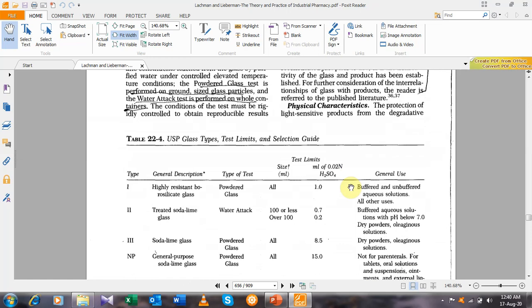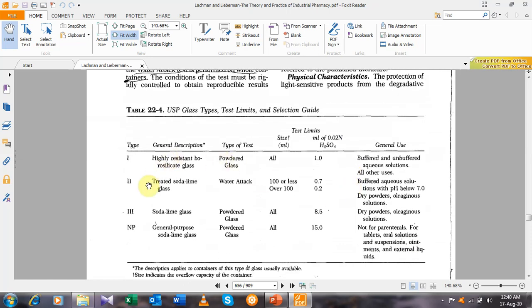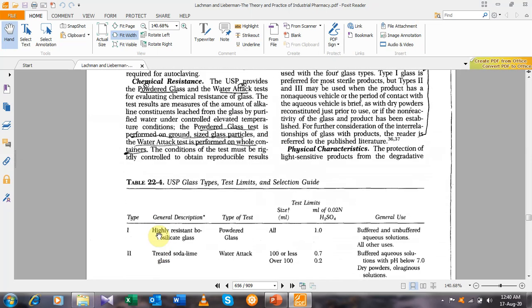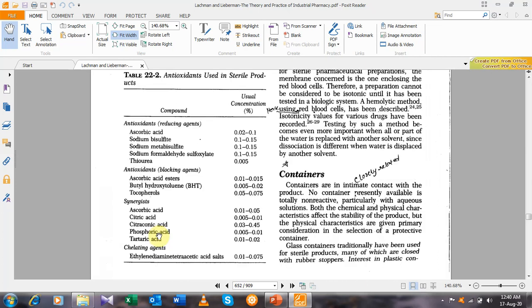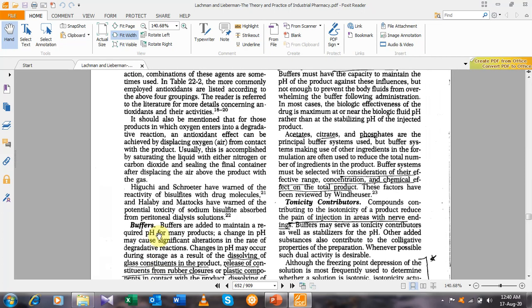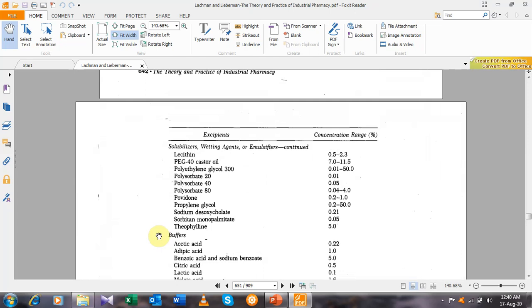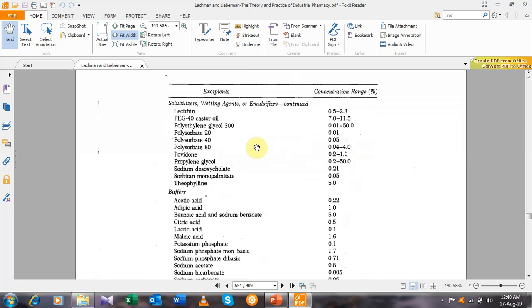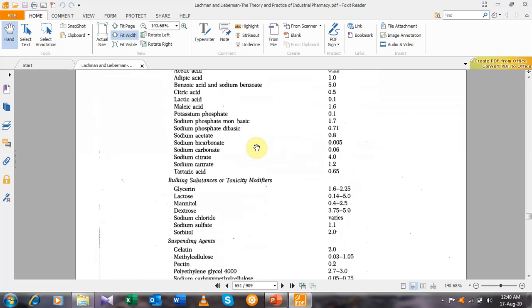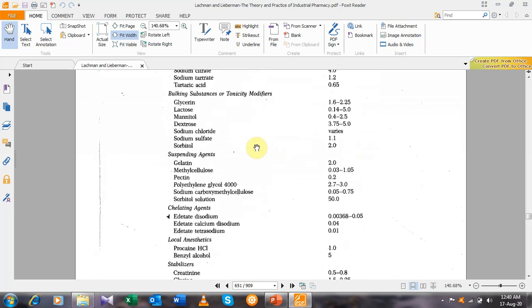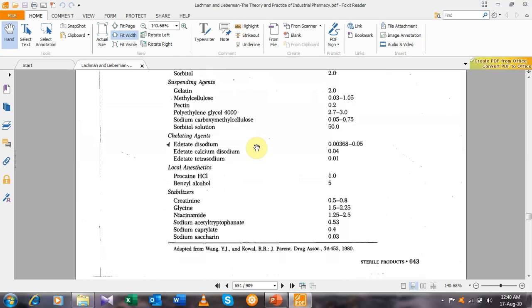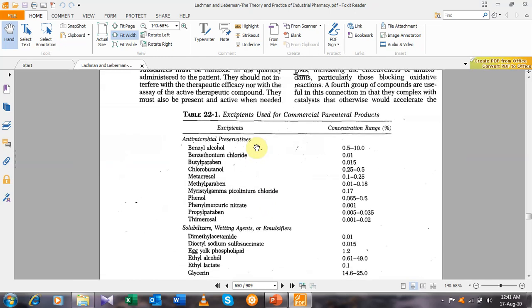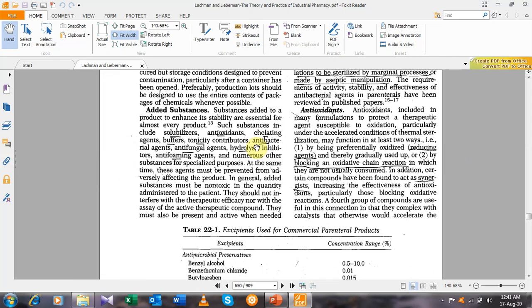Different compositions of the vials: types 1, 2, 3, and the third is over there, glass container, the plastic container, and tonicity contributors, buffers. The detail and the concentration of the excipient that is used, with the range of concentration used as excipient. And you can see in the table: solubilizer, wetting agent or emulsifier, buffers, added bulking substances or tonicity modifier, suspending agent, chelating agent, stabilizer. These are the different excipients, solubilizers, and antimicrobial preservatives which are commonly used for commercial parenteral products.